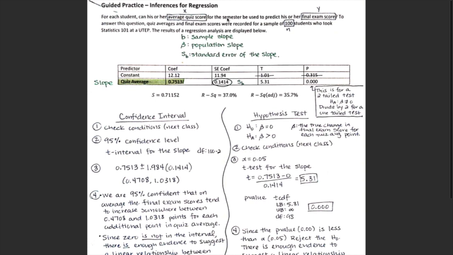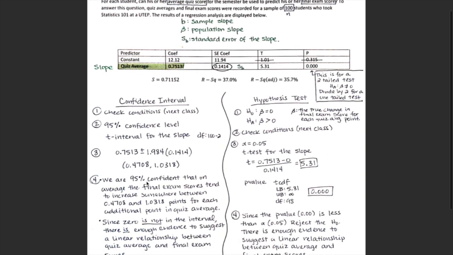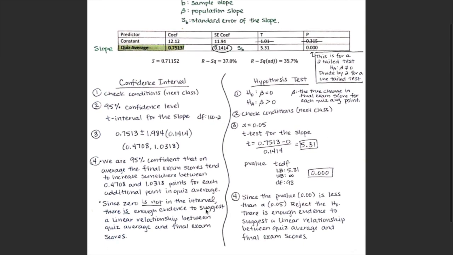So what are we using to predict this final exam score? Their average quiz score. So for each additional point in their quiz average. Okay, and then finally the other part, what about 0? Does 0 fall in here? These are both positive, so no, 0 doesn't fall in there. And since it's not in the interval, there is enough evidence to suggest a linear relationship between quiz average and final exam scores. You can even add positive linear relationship in there if you want, because you can see that they're both positive.